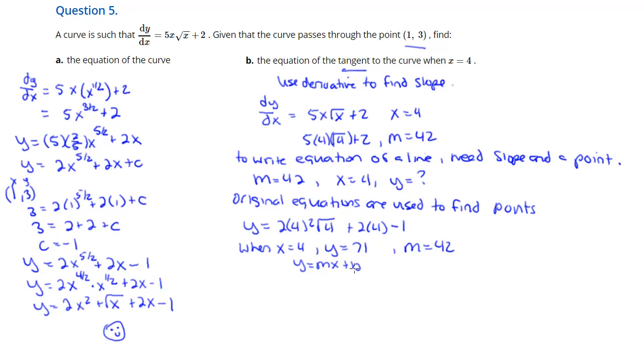And so once I know that, I've got my y, I've got my x, I've got my slope, and it just becomes an issue of writing an equation of a line. Filling this in, I'm going to have 71 is equal to 42 times 4 plus b, and then b is going to equal -97, and then I write my equation y equals 42x minus 97. And that's all there is for that.